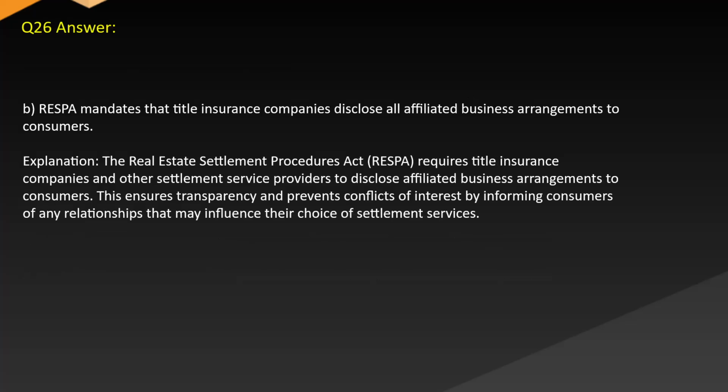Answer: RESPA mandates that title insurance companies disclose all affiliated business arrangements to consumers. Explanation: The Real Estate Settlement Procedures Act (RESPA) requires title insurance companies and other settlement service providers to disclose affiliated business arrangements to consumers. This ensures transparency and prevents conflicts of interest by informing consumers of any relationships that may influence their choice of settlement services.